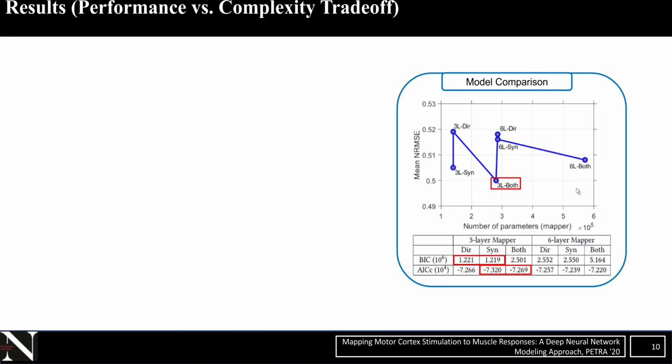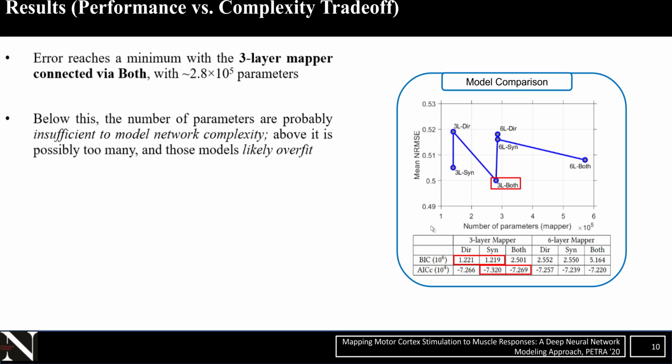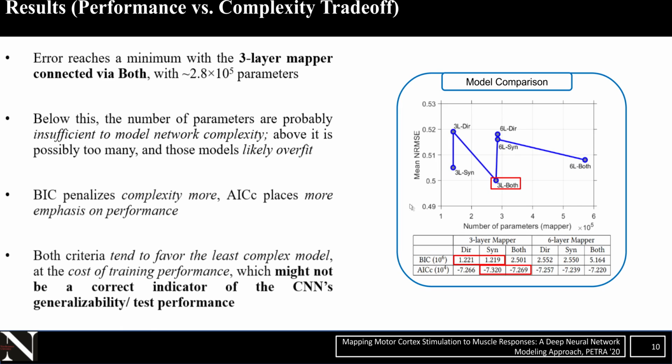This is the performance versus complexity. As we can see here, the 3-layer both performs the best, as we saw in the previous slide too. But here we can see that even though those errors were comparable, 3-layer both has a good match of error and complexity trade-off. It's not too complex, it has the lowest error, and fewer parameters than this. Probably fewer are insufficient, more could likely overfit.